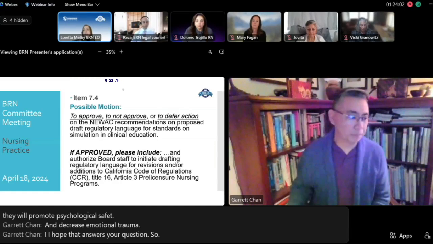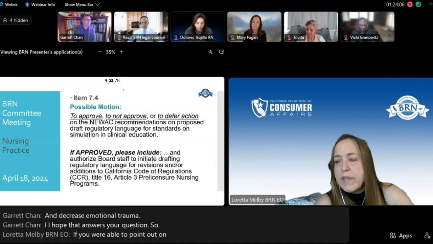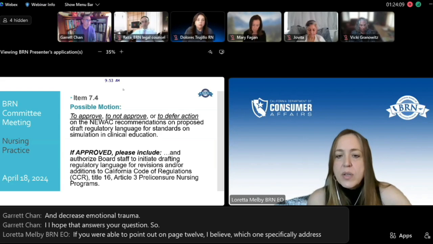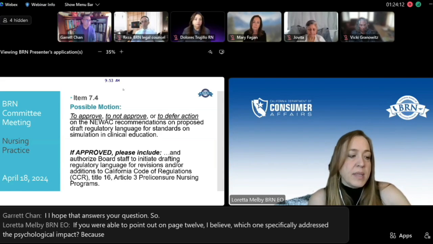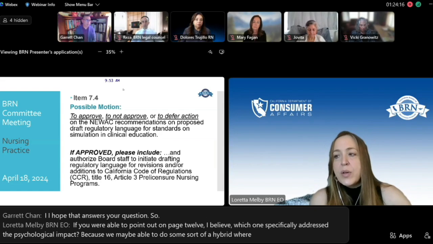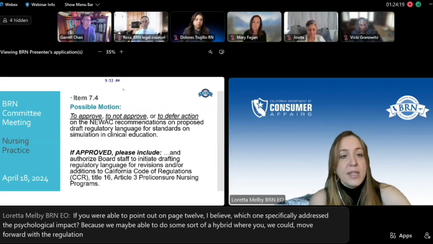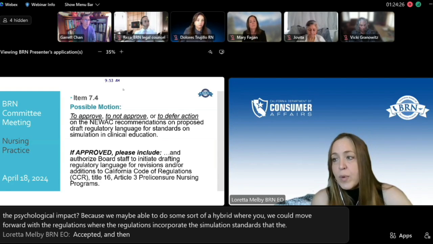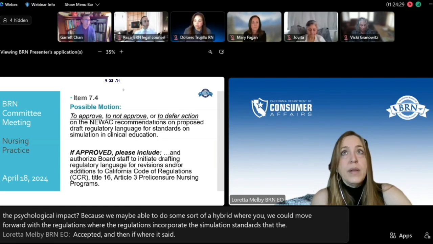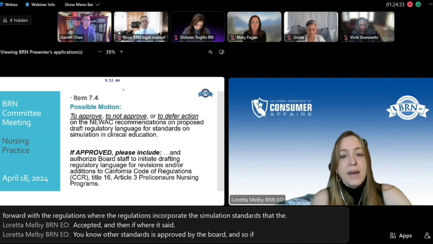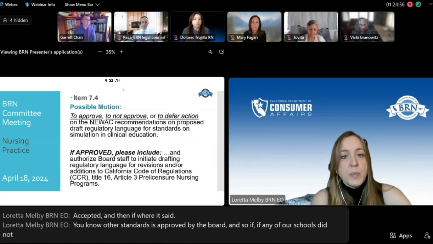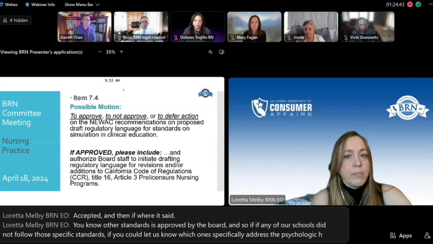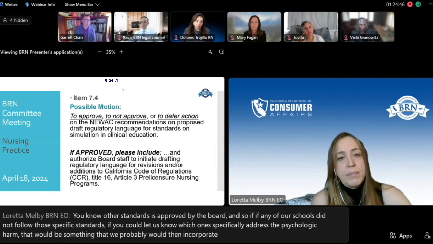If you were able to point out on page 12, I believe, which one specifically addresses the psychological impact, we may be able to do some sort of a hybrid where the regulations incorporate the simulation standards that the board has already accepted, along with where it said, other standards as approved by the board. If any of our schools did not follow those specific standards, if you could let us know which one specifically addresses psychological harm, we would probably incorporate that as the public health, public safety aspect.